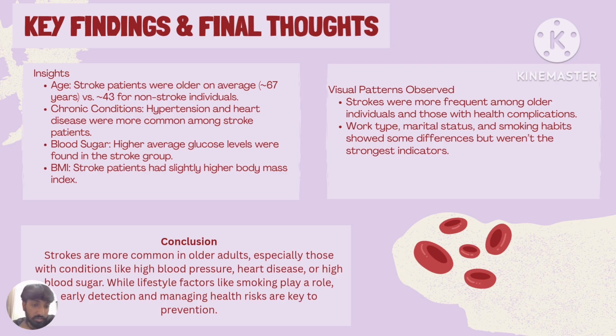As for the conclusion, stroke is more common in older adults, especially those with conditions like high blood pressure, heart disease, or high blood sugar. While lifestyle factors like smoking play a role, early detection and managing health risks are key to prevention.